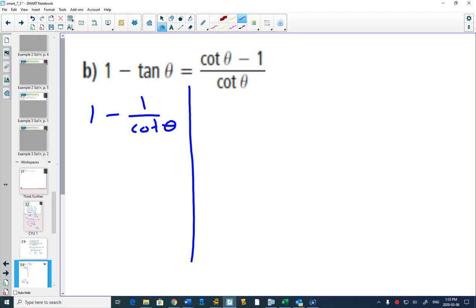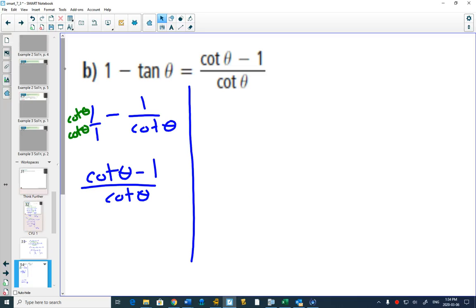Still going to use that strategy. Can I get a common denominator? Can I write both sides as a single fraction? Can you see that your right side is already a single fraction? And so if I get a single fraction on this side by multiplying my cotangent theta over cotangent theta, because this is 1 over 1, I'd have a common denominator. My next step, I would write this as a single fraction. And I'm done. That was a lot faster. A lot less work.